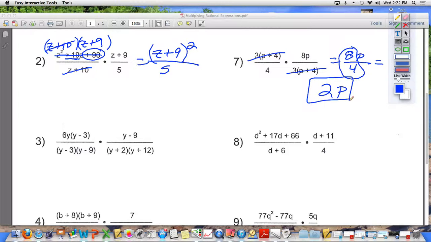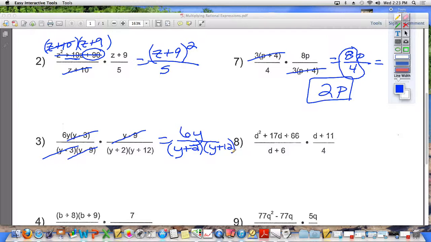Number 3. Anything alike to the numerator and denominator? Y minus 9. So we have a y minus 9 on the top with the y minus 9 on the bottom. What else? Y minus 3. What's left over? 6y. So we have a 6y on the top. And then in the denominator we have a y plus 2 and y plus 12.